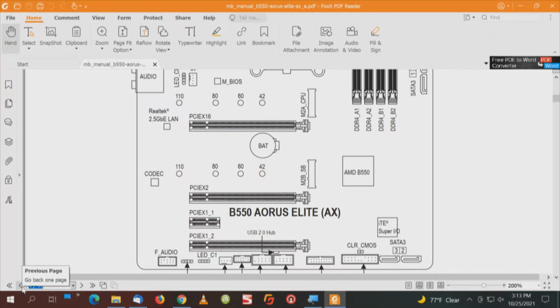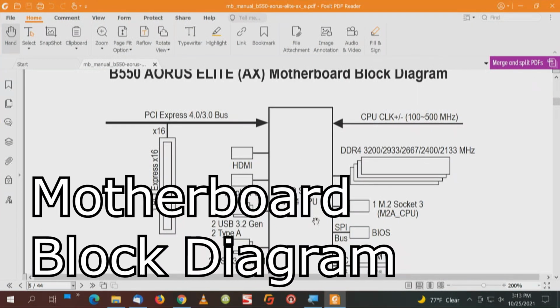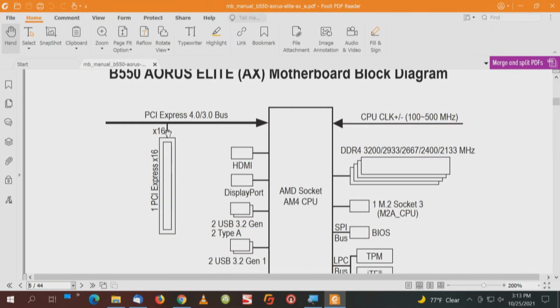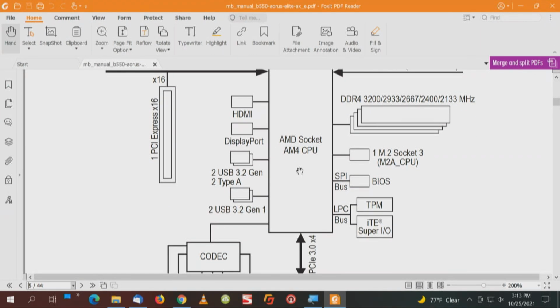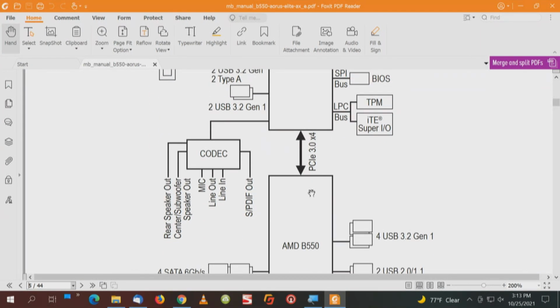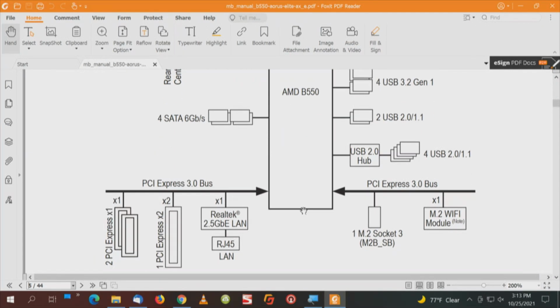Let's go to page 5 and look at the motherboard block diagram. All right, what is connected to the CPU? A 16-lane slot dedicated, and it's PCI Express 4.0. Anything else that is not connected to the CPU has to go through the chipset, and whatever goes from the chipset to the CPU, if you'll notice, that's PCI Express 3.0 by 4 lanes. So there's where our bottleneck starts, and let's look at our M.2 connectors.